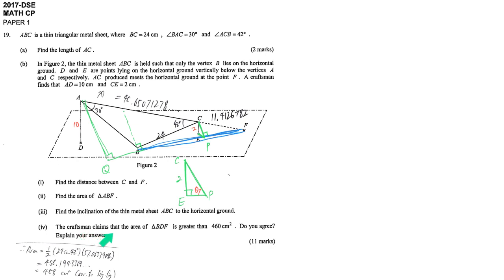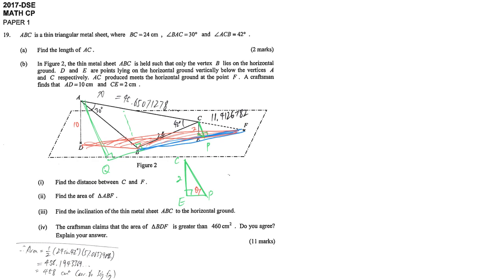Final part, they say that the area of triangle BDF, that means the triangle in the horizontal plane, this triangle here, is greater than this one. That means we want to calculate the area of this. Just now we already have the inclination, so I think letting Q may be more useful here in this question, but sometimes you don't know which one is easier before you get the answer.